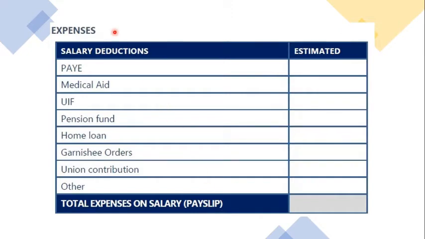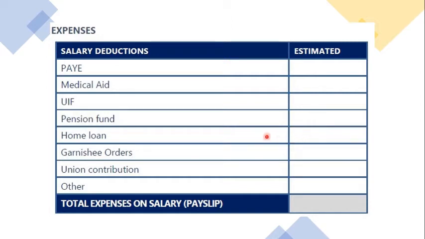If we go to expenses, now I know you don't get your expenses, but in order to control your money better, we need to know where does your money go. So, PAYE, tax, salary deductions, estimated, how much do you think that is? Medical aid, you're only going to complete rows that are applicable to you. In other words, if you have them. UIF, pension fund, I know your company contributes, but you also do.